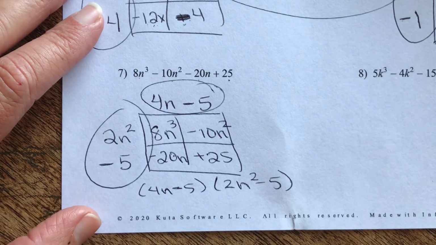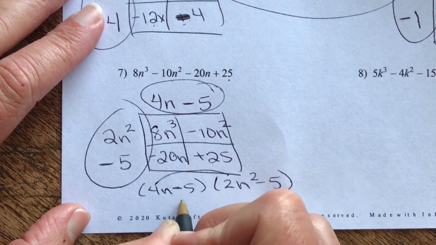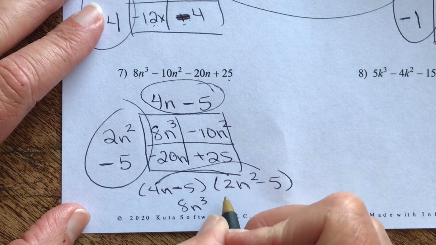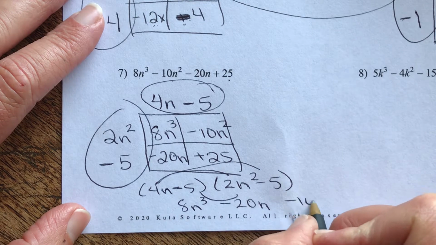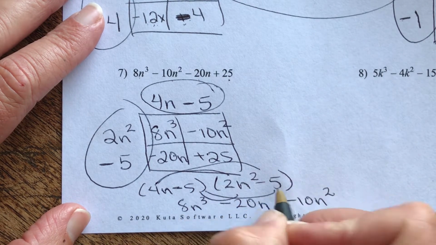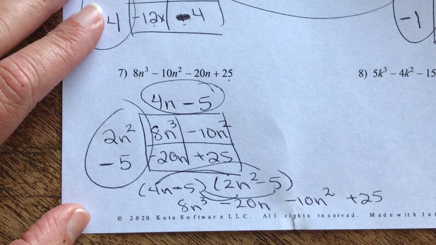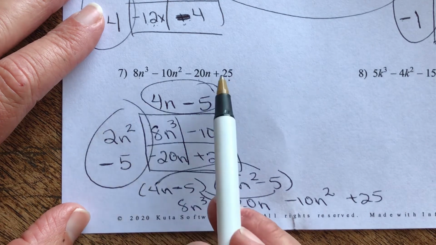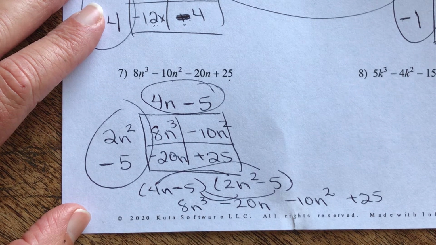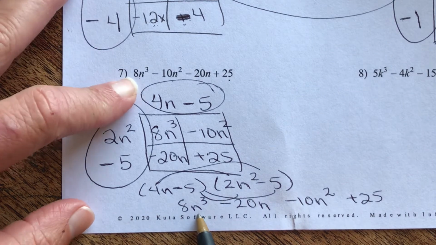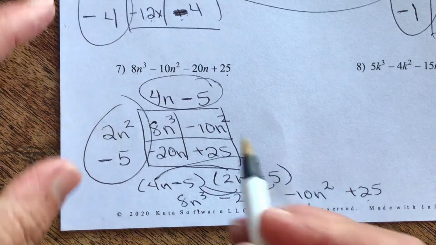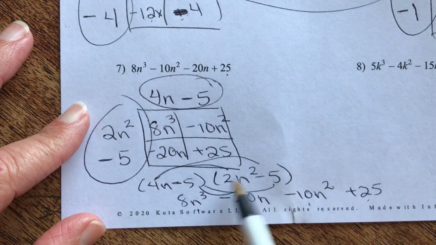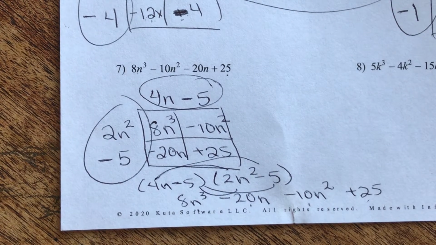And I think we should check this answer because it was kind of an interesting one. Here we go. That's going to be 8n cubed minus 20n minus 10n squared plus 25. Now, if you compare this answer to the original, it does have the same 4 terms. They happen to be in a different order. It's still the exact same answer. So there's the first term, there's that term, there's that one, and there's that. We have the same 4 basic things in our final answer. So we did in fact do it right.